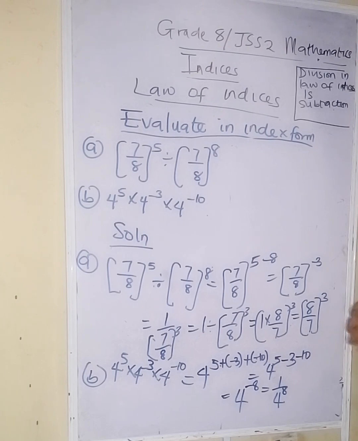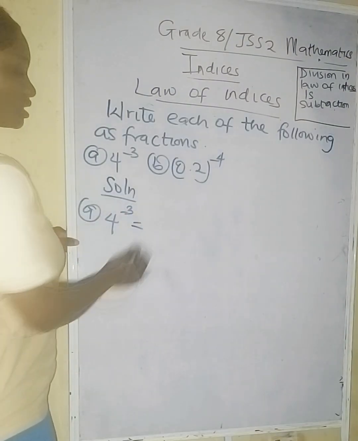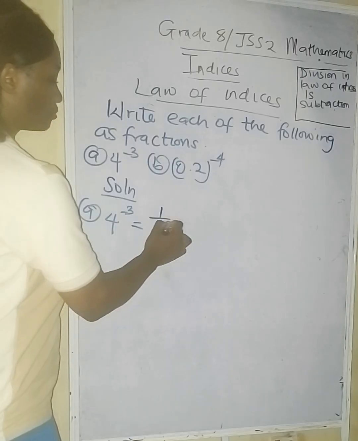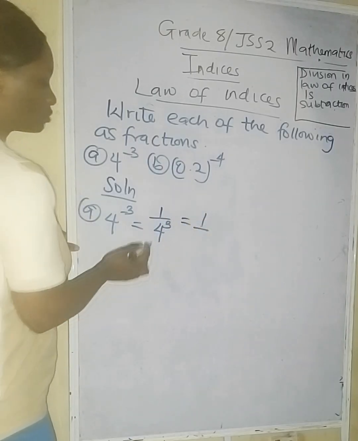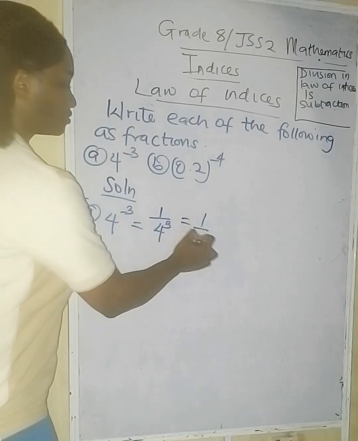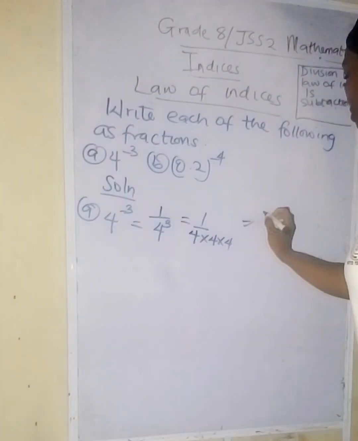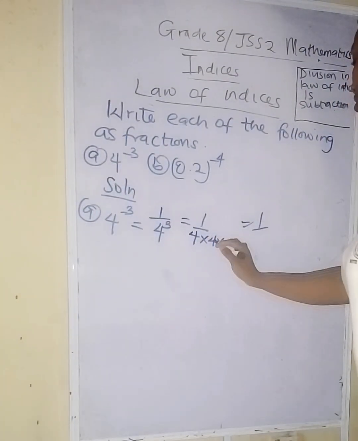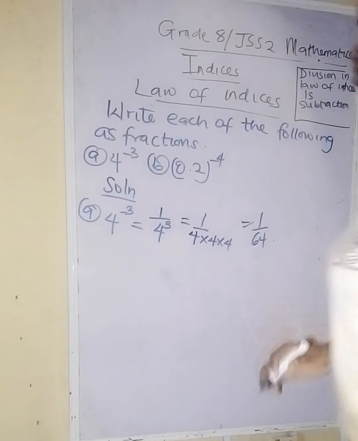Let's move to the next aspect. So now 4 raised to power minus 3 is the same thing as 1 over 4 raised to power 3. Very simple. So now let's move on. You multiply for how many times? 3 times. So we want to break this down now. That will be 4 times 4 times 4. Alright. So now 4 times 4 is 16, times 4, that is 64. Very simple.